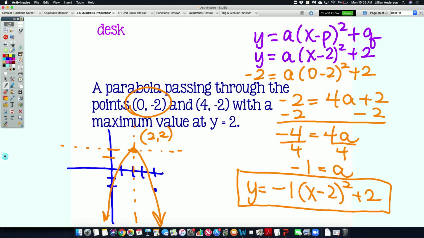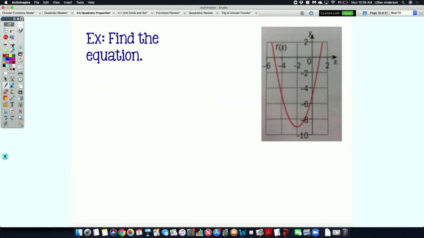The last one I'm going to show you is the one that's on your form or on your paper. Here we have x-intercepts and we have a vertex. So we have enough information to write our equation, and we even got a y-intercept. We got a whole bunch of information, but we have enough to write the equation ourselves.